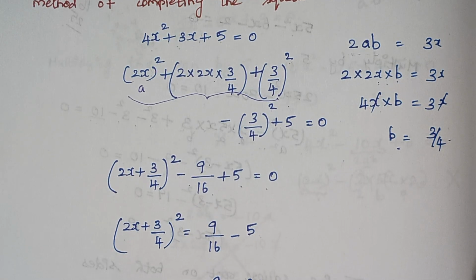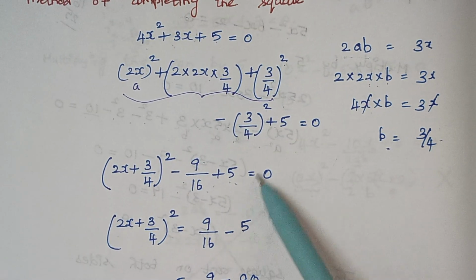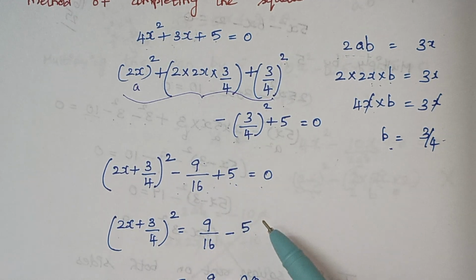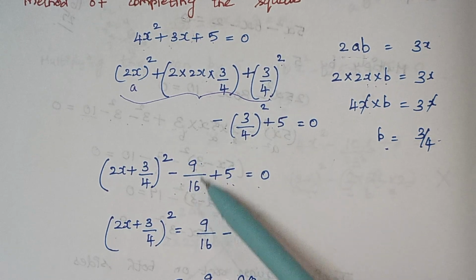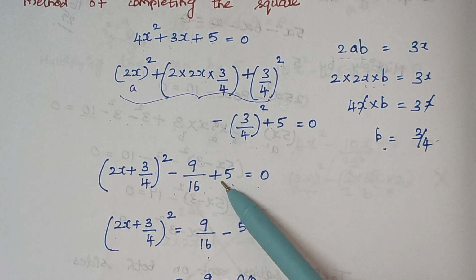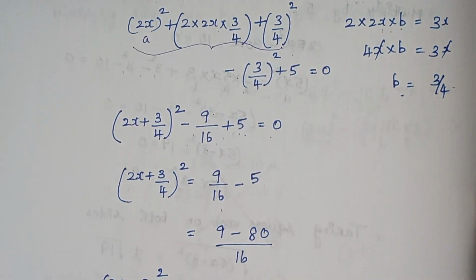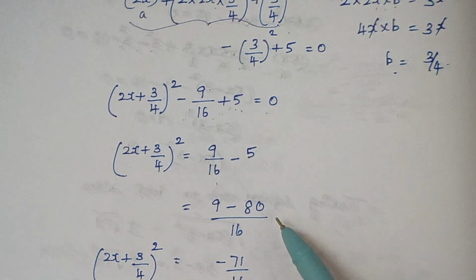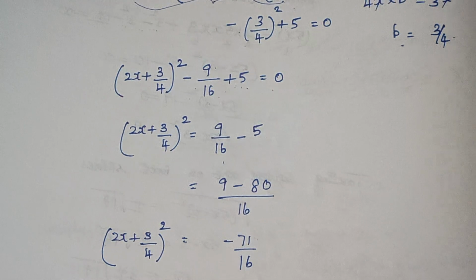So now we are going to move these two terms to the right hand side or else you can simplify here and then you can make a move. Okay, anything is fine. So when I move these two terms, you see this minus 9 by 16 becomes plus 9 by 16 and this plus 5 becomes minus 5. So again when you simplify, you see 9 minus 80 by 16 and finally we have minus 71 by 16.